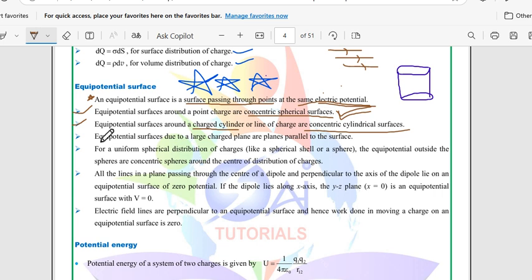Third important point. Equipotential surfaces due to a large charged plane are planes parallel to the surface. Equipotential surfaces due to a large charged plane.